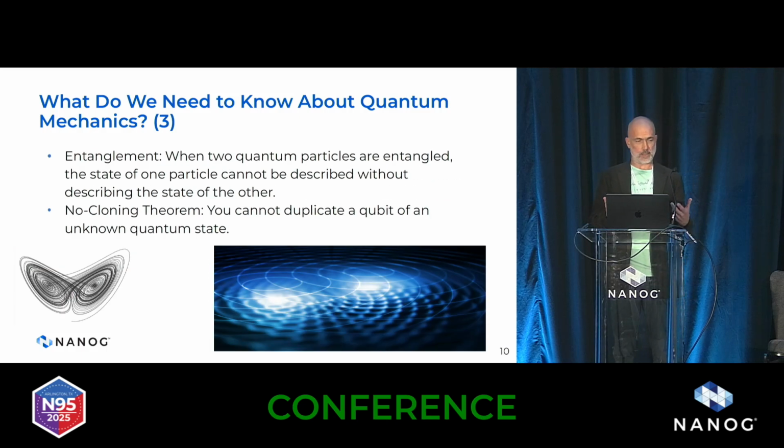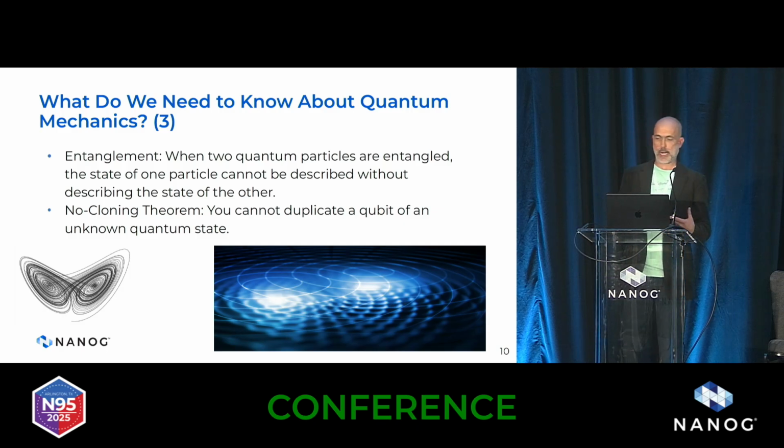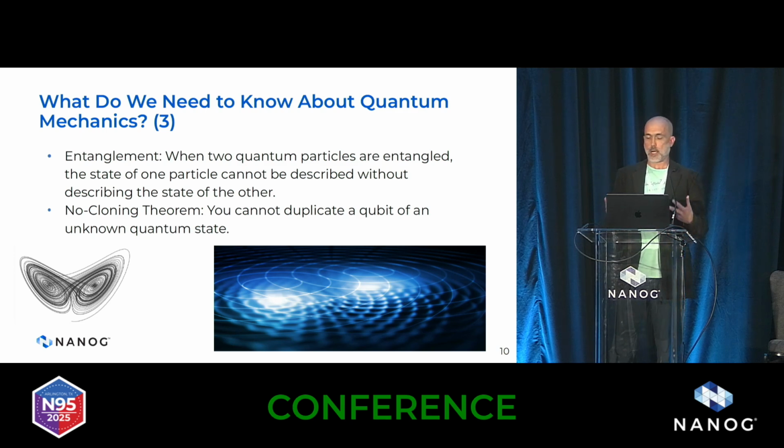So entanglement, this is the very, very weird one. When two quantum particles are entangled, the state of one particle cannot be described without describing the state of the other. Because they describe each other, any changes to one particle of an entangled set of particles are instantly correlated across the entire set, regardless of the distance between the particles. And this is what Einstein famously called spooky action at a distance.